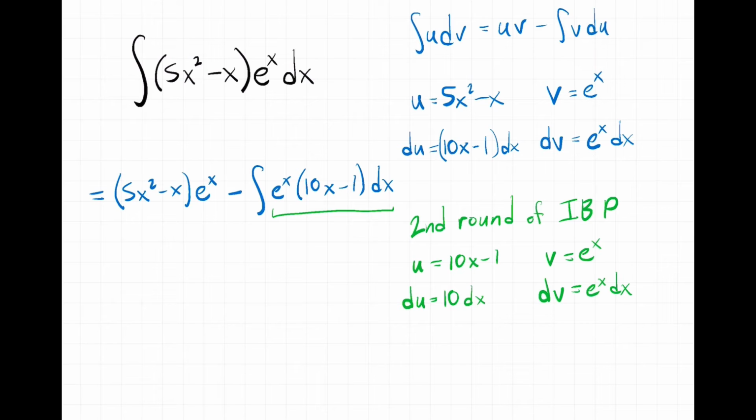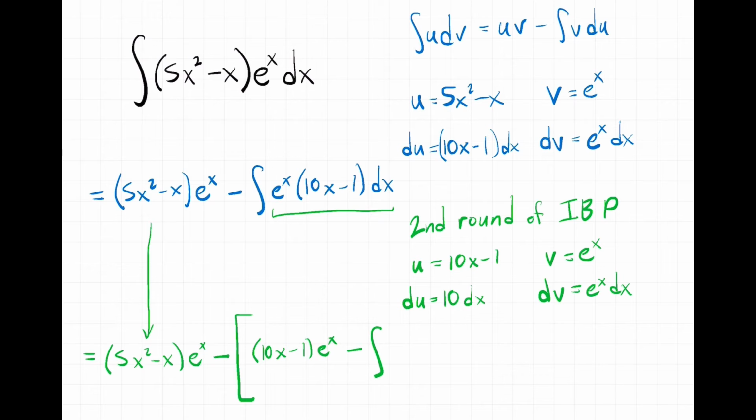And our new expression now, we'll have to keep all of the old stuff that was there. That's 5x squared minus x times e to the x minus whatever this integral is. Notice that we're replacing the integral with a new expression, but the whole thing is being subtracted. So give yourself some nice bit of parentheses or brackets here. Our new uv, that's going to be 10x minus 1 times e to the x minus the integral of v du. So our v is e to the x, and our du is 10 dx.